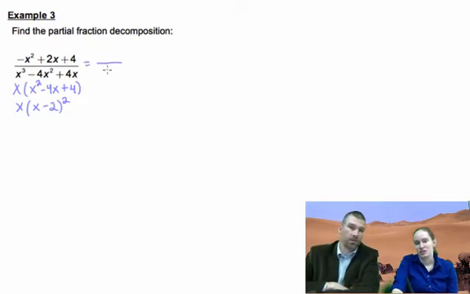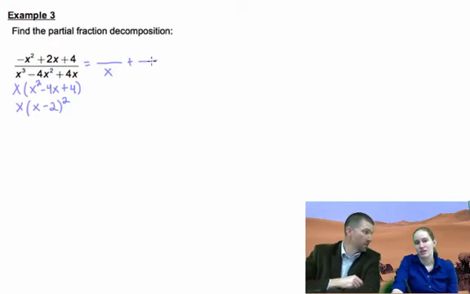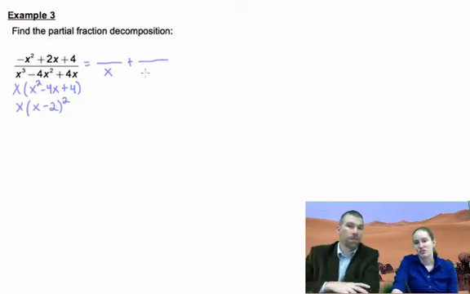Okay, you're right. So we have a linear factor that's going to have x on the bottom. And then x minus 2 needs to be represented, but also we need to represent the degree, x minus 2 squared.